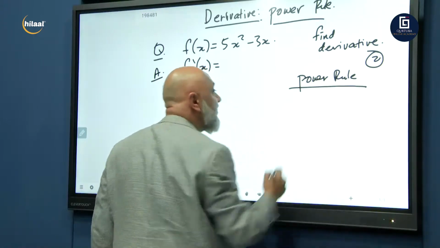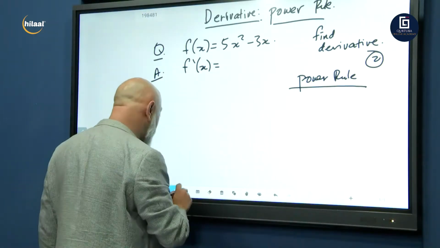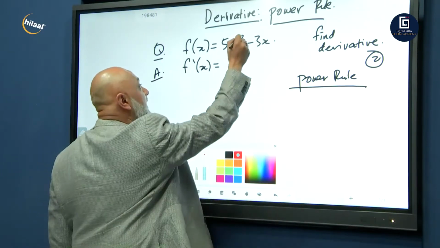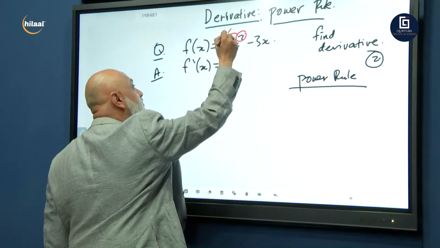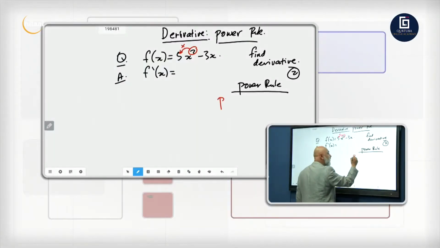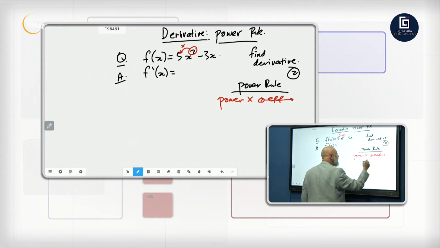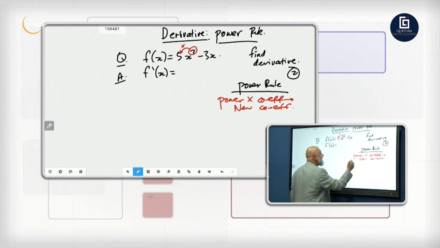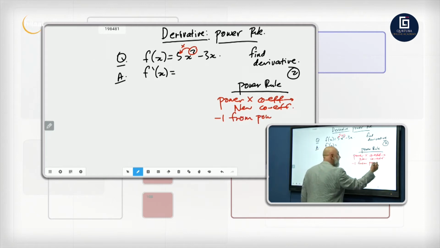It's the shortcut. So what is the power rule? We take the power, and we multiply it by the coefficient to get your new coefficient. And then we minus 1. Remember we said it was 1 power less? We minus 1 from the power to get your new power. And we do this for each term.